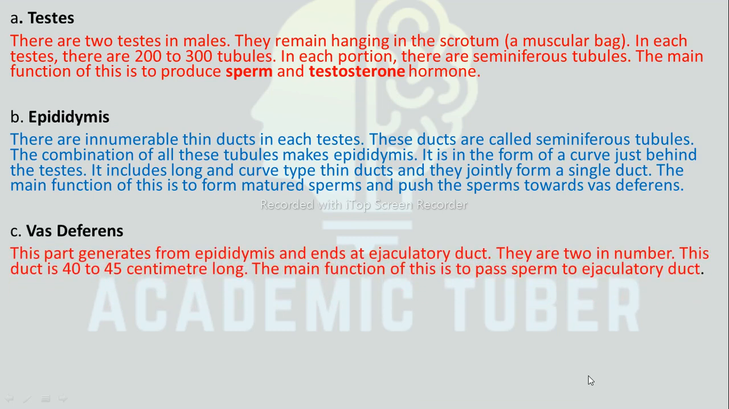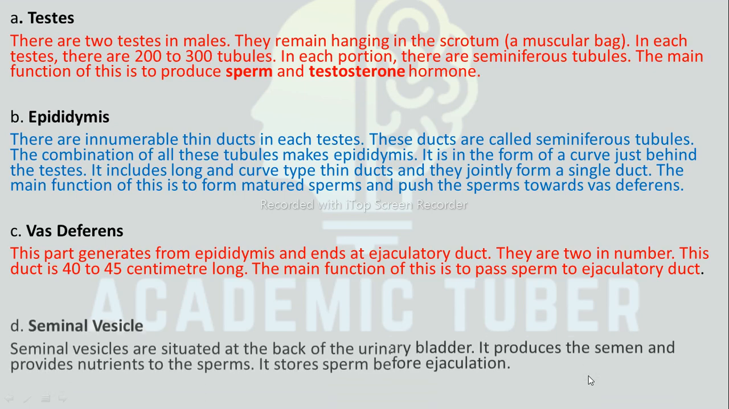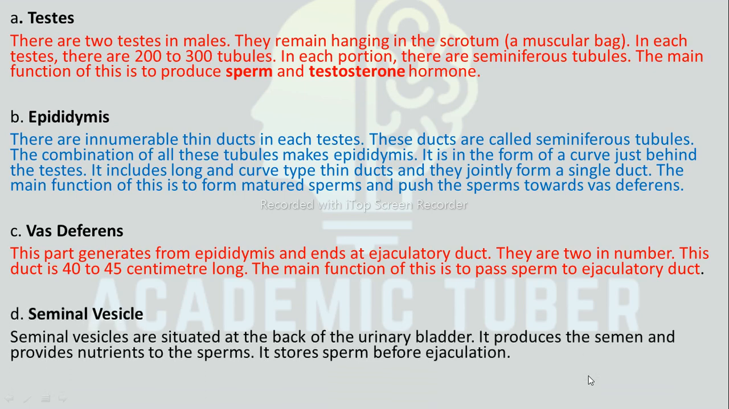Vasa deferens. This part originates from the epididymis and ends at the ejaculatory duct. They are two in number. This duct is 40 to 45 cm long. The main function of this is to pass sperm to the ejaculatory duct. Seminal vesicle. Seminal vesicles are situated at the back of the urinary bladder. It produces the semen and provides nutrients to the sperm. It stores sperm before ejaculation.